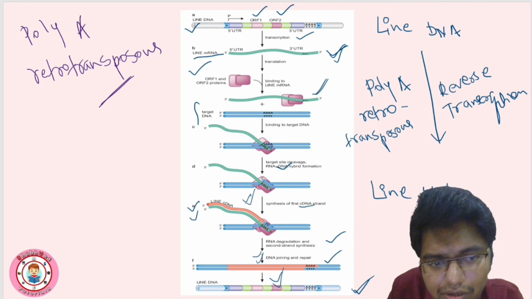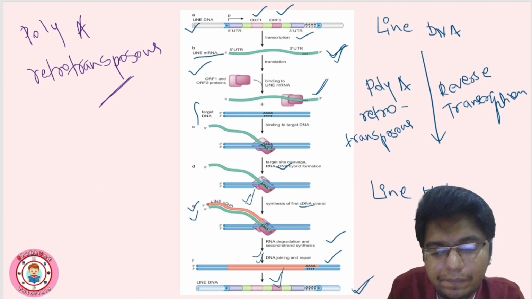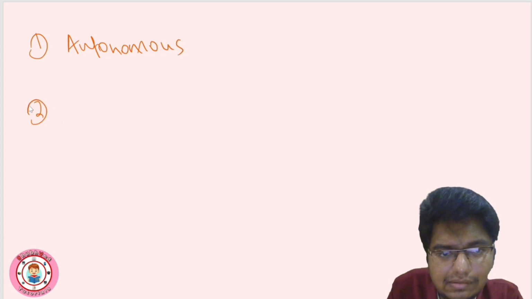Similar to the processes. Okay, one more thing of this transposon is that the transposons are divided into two types. Which are those? First of all, autonomous and second is non-autonomous.